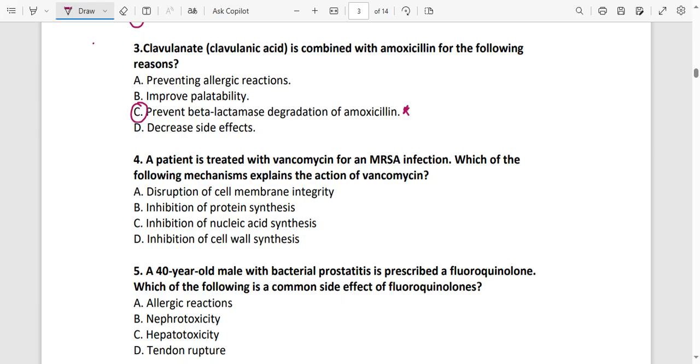penicillins. A patient is treated with vancomycin for methicillin resistant Staph aureus infection. Which of the following mechanism explain the action of vancomycin? Disruption of cell membrane integrity, inhibition of protein synthesis, inhibition of nucleic acid synthesis, inhibition of cell wall synthesis. Anyone?